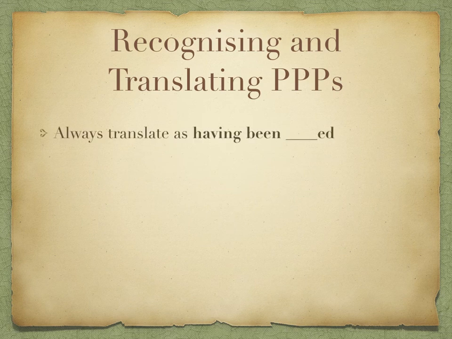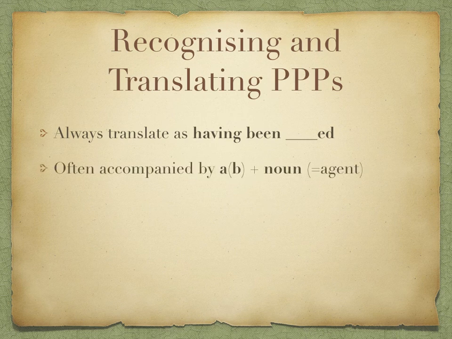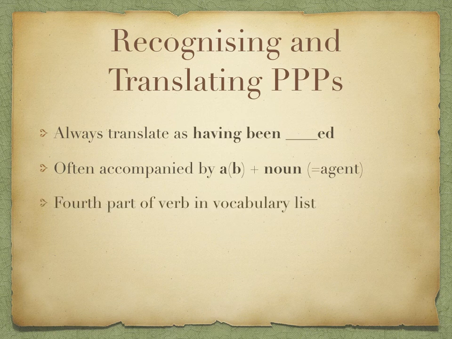So in English, passive participles need to be translated as "having been somethinged." So having been eaten, having been done, having been chased, and so on. In Latin, they're often accompanied by either a or ab plus the noun, which is the agent. So a or ab plus the noun means "by something or someone." And we can recognize these perfect passive participles because they are the fourth part of the verb in a vocabulary list. So up until now, verbs have only had three parts. Now we meet the fourth and final part.